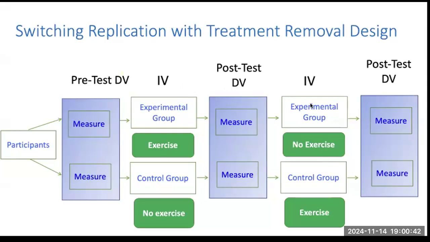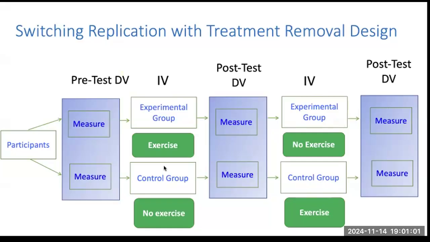But look what happens the second time. The experimental group gets their treatment taken away. They have no exercise. And now the control group gets their treatment and they get the exercise. Then by the third time, you measure the dependent variable.